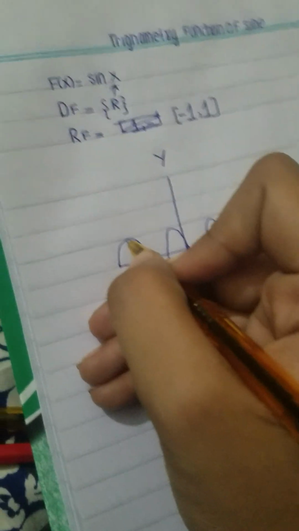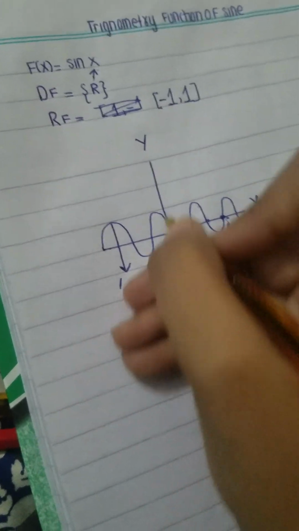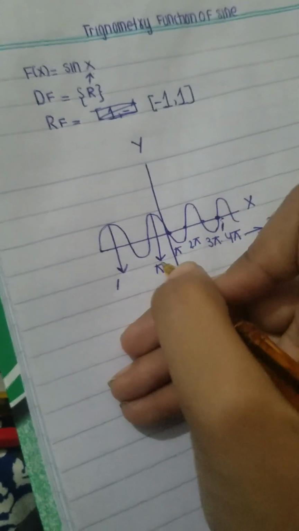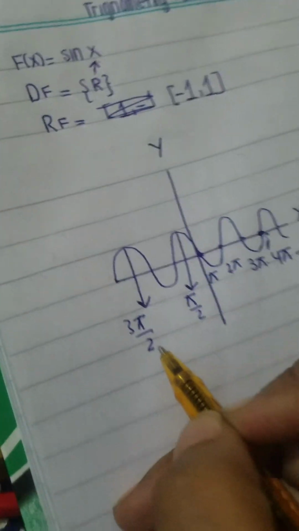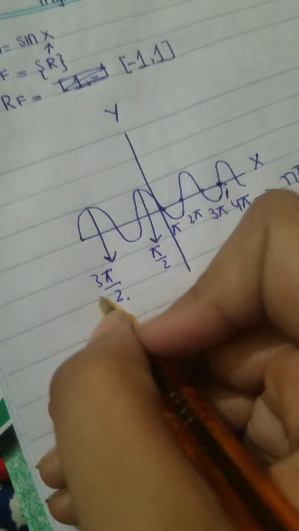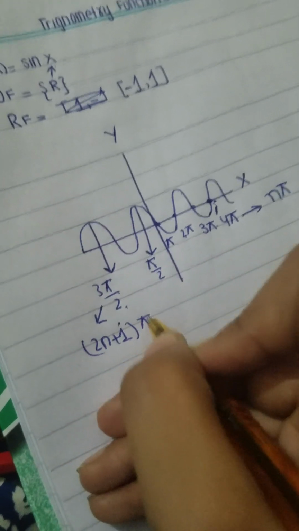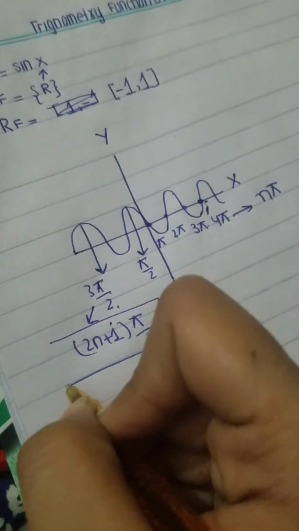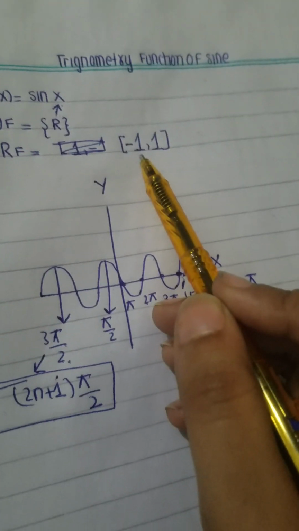While talking about the amplitude, for instance, this is pi by 2, this is 3 pi by 2. Here it has some value, whether it's -1 or 1, because it exists between -1 and 1. So it has some value on these points. Here we have a formula, 2n plus 1, which means an odd integral multiple of pi by 2. This graph shows it, and this is basically a closed interval we talk about. So this is basically the graph of the sine function.